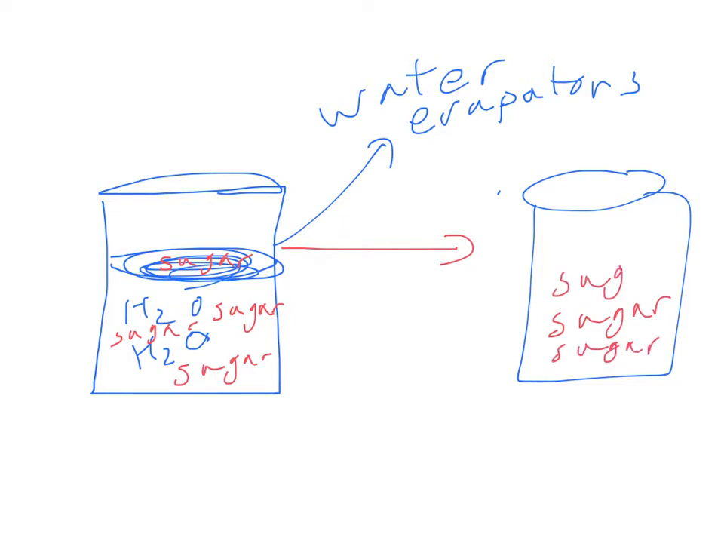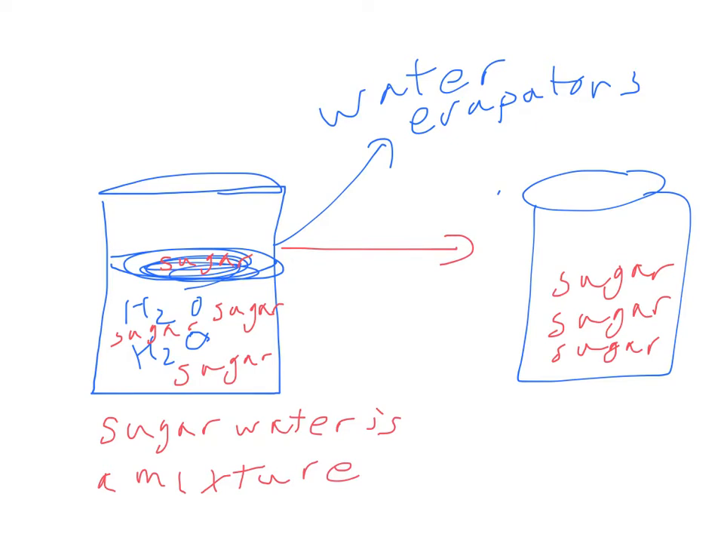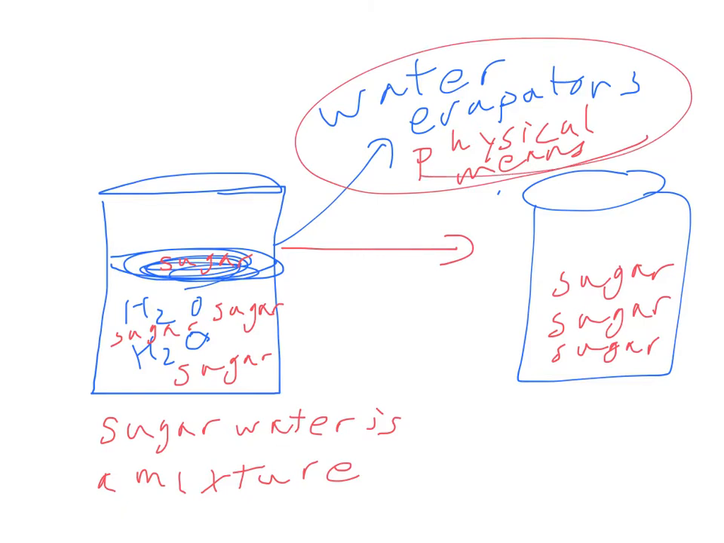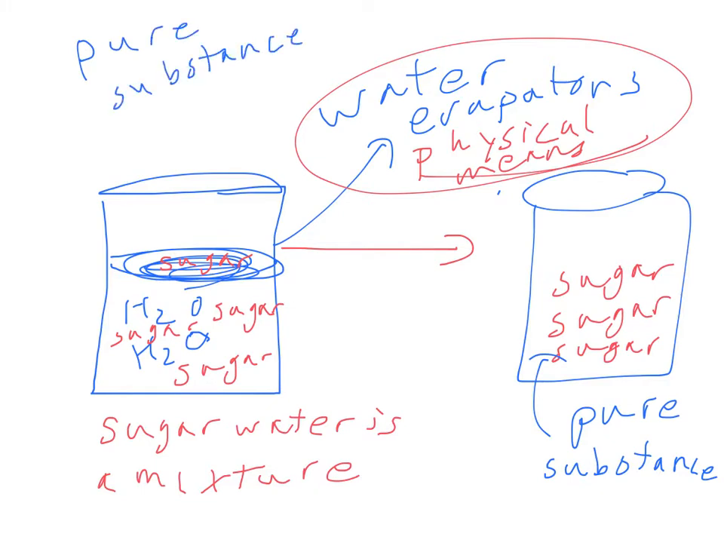So in this example, our sugar water is a mixture that we simplify by the physical means of evaporating our water off, leaving two pure substances: sugar, because it wasn't simplified by a physical means, and our other pure substance, which happens to be water. And that's the difference between pure substances and mixtures.